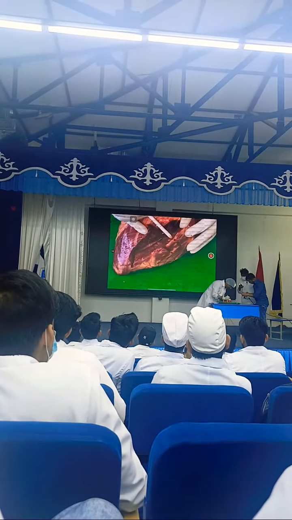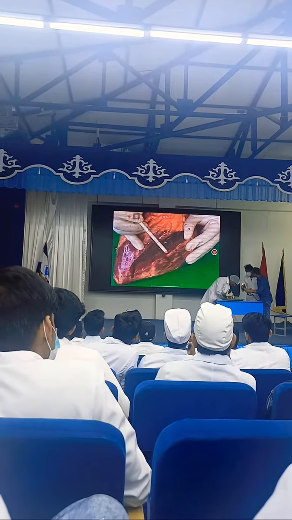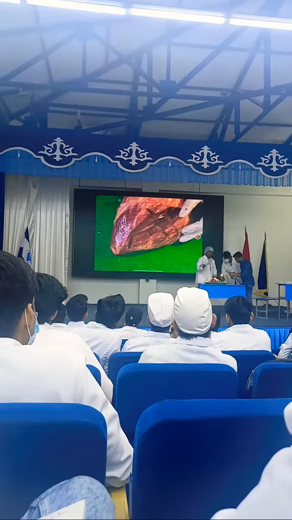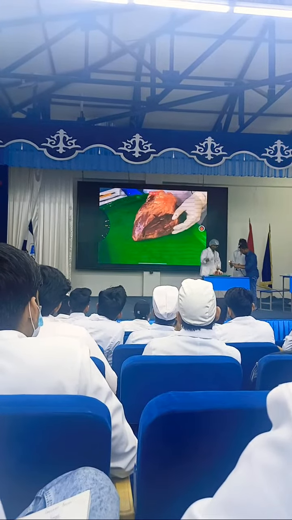And you have a layer above. Can you see this particular white layer? That will be your pericardium, which is present above the myocardium. So these are the three layers: endocardium, myocardium, and pericardium.